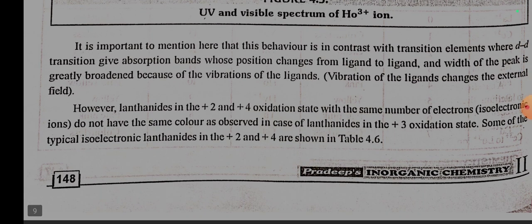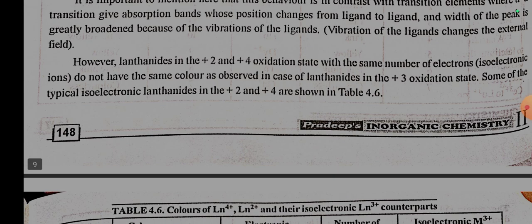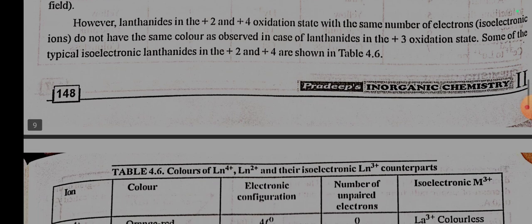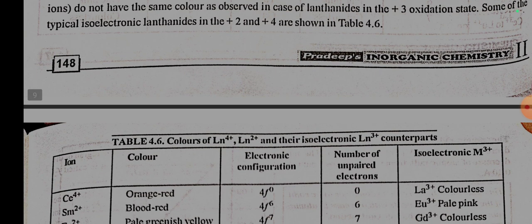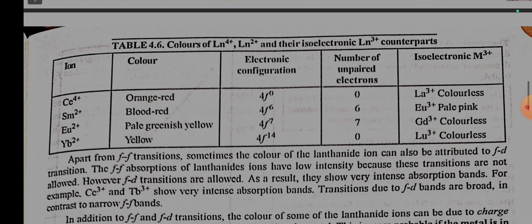It is important to mention here that this behavior is in contrast with the transition elements, where d-d transitions give absorption bands whose position changes from ligand to ligand, and the width of the peak is greatly broadened because of the vibration of the ligands. Vibration of the ligands changes the external field. However, lanthanides in the +2 and +4 oxidation states with the same number of electrons, isoelectronic ions, do not have the same color as observed in the +3 oxidation state. Some typical isoelectronic lanthanides in the +2 and +4 states are shown in the table.